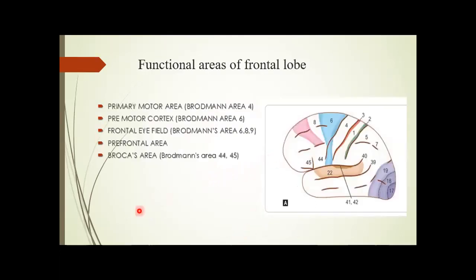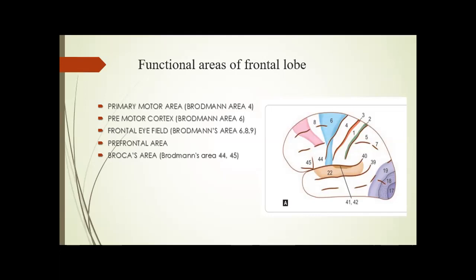Functional areas of the frontal lobe. The first one is the primary motor area, the Brodmann area 4. It corresponds to the precentral gyrus. It contains a topographically organized map, the motor homunculus, of the opposite body half, with head most laterally and leg and foot on the medial surface. The larger the area it covers, the smaller the part, and the smaller the area it covers, the larger the part, and it is involved in the fine motor activities.